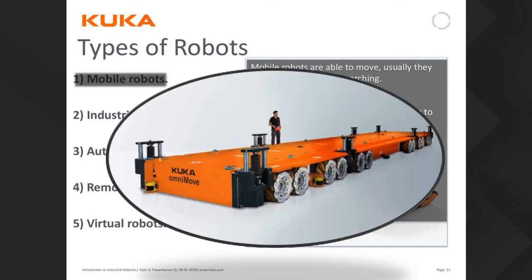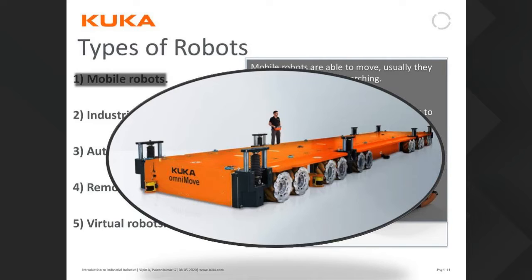So KUKA has an industrial product, a mobile robot we can say. It is OmniMove. OmniMove is a robot which is used to do transportation. Normally in industries we also call them AGVs, automated guided vehicles. There are so many names for this. Here, OmniMove is used for transportation purposes.